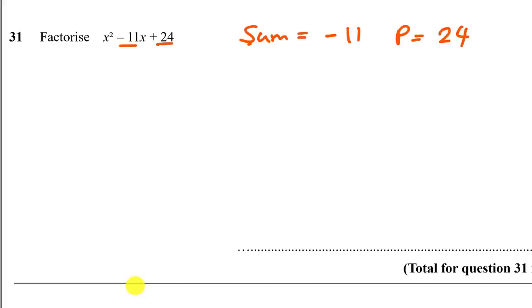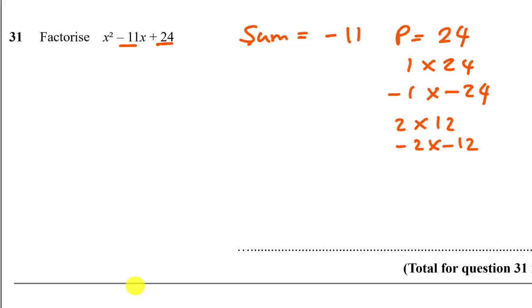Now we need to list all the different ways we can get 24 by multiplying two numbers. So let's list those numbers. If you're ever not sure what these two numbers are, always list all the possibilities. So 1 times 24 gives us 24, minus 1 times minus 24 gives us positive 24 as well, because two negatives multiplied together give us positive. And 2 times 12 gives us 24, minus 2 times minus 12 is 24 as well. So far we don't have a minus 11, so let's carry on.